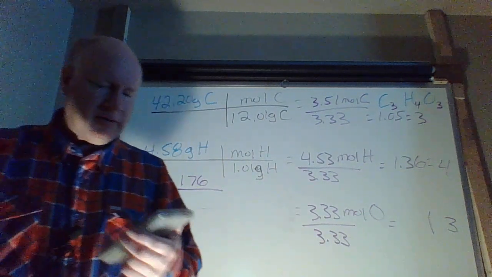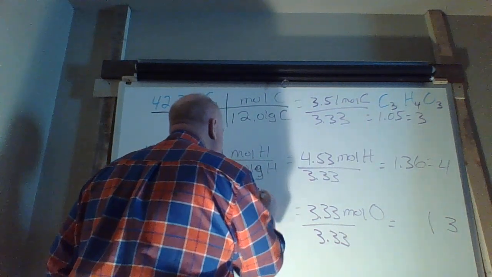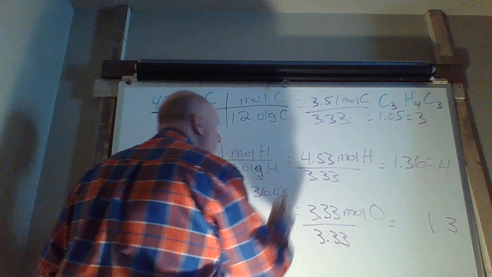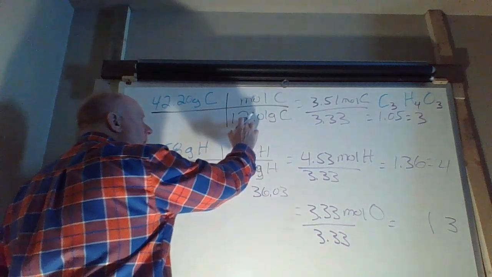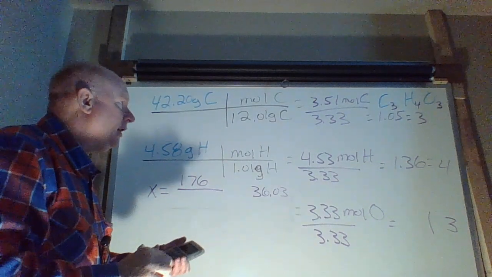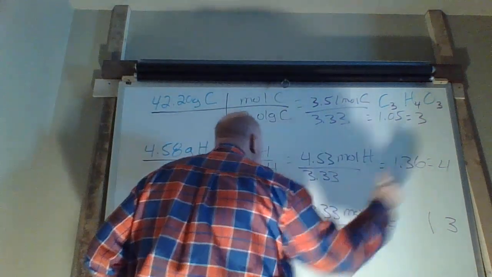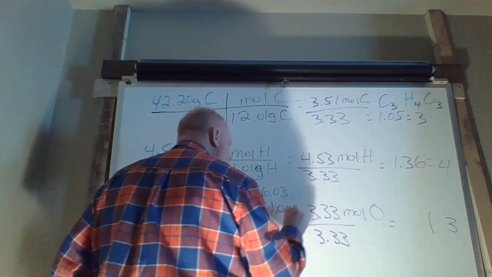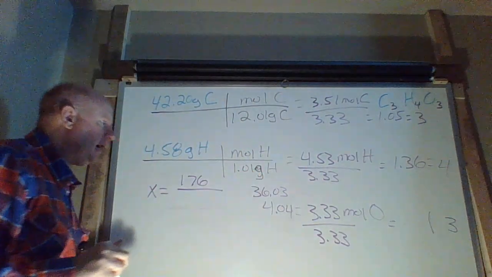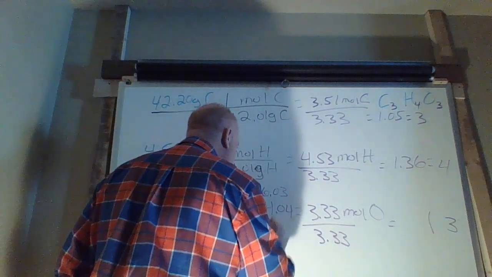Okay, that gives us 36. Let's go ahead and write that over here, 36.03. Carbon's atomic mass times 3 is where that number comes from. Then we've got 1.01 times 4, 4.04. And then finally oxygen, 3 times 16 would give us 48.